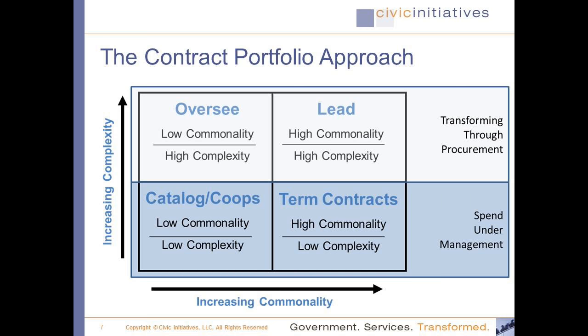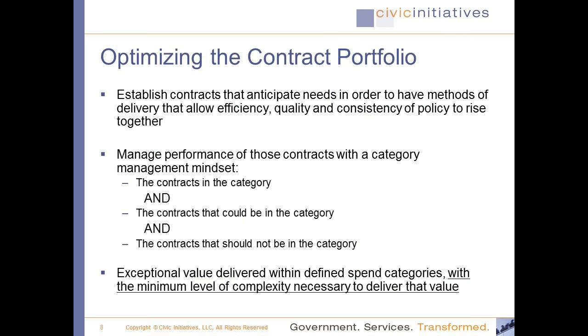And that's where we talk about transforming through procurement, because that is that opportunity to say procurement can change the way that government works. So when we talk about that contract portfolio concept, and we're going to talk a lot more about that and the methods and so forth, so if you have questions about it, we'll come back to it. So we want to stand up contracts that anticipate needs, right? So we're buying ahead of the requisition. We're creating something ahead of the requisition in order to have methods of delivery that allow that efficiency and quality and consistency of policy, which I'm going to define on the next slide, to rise together.